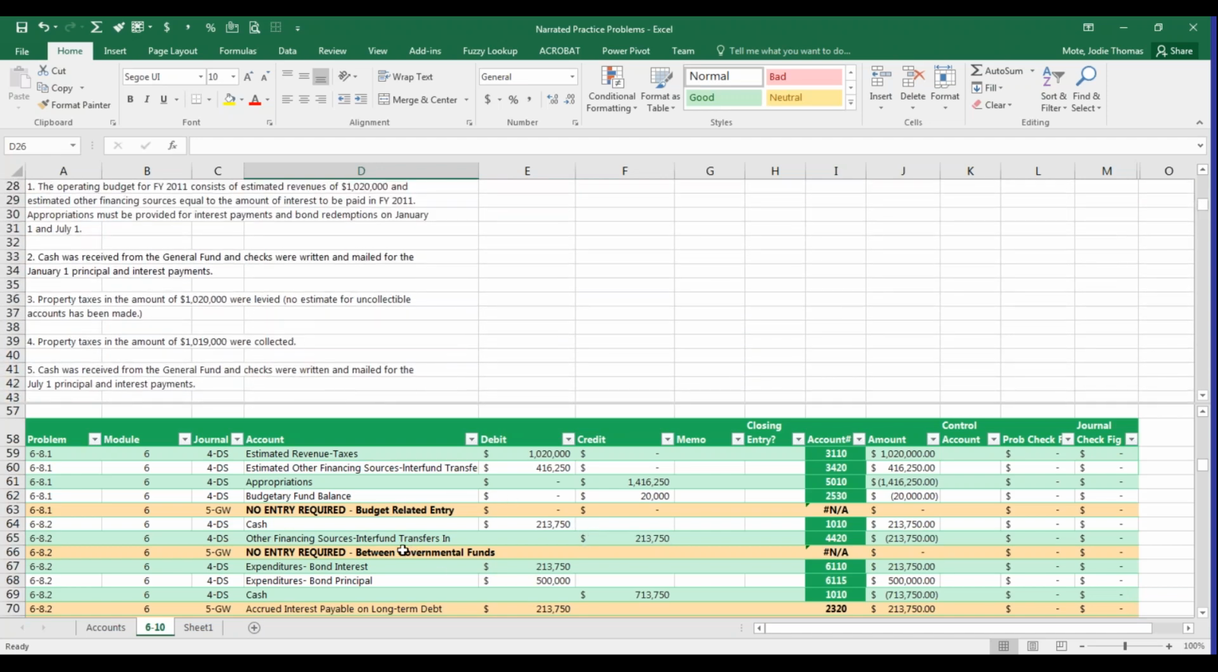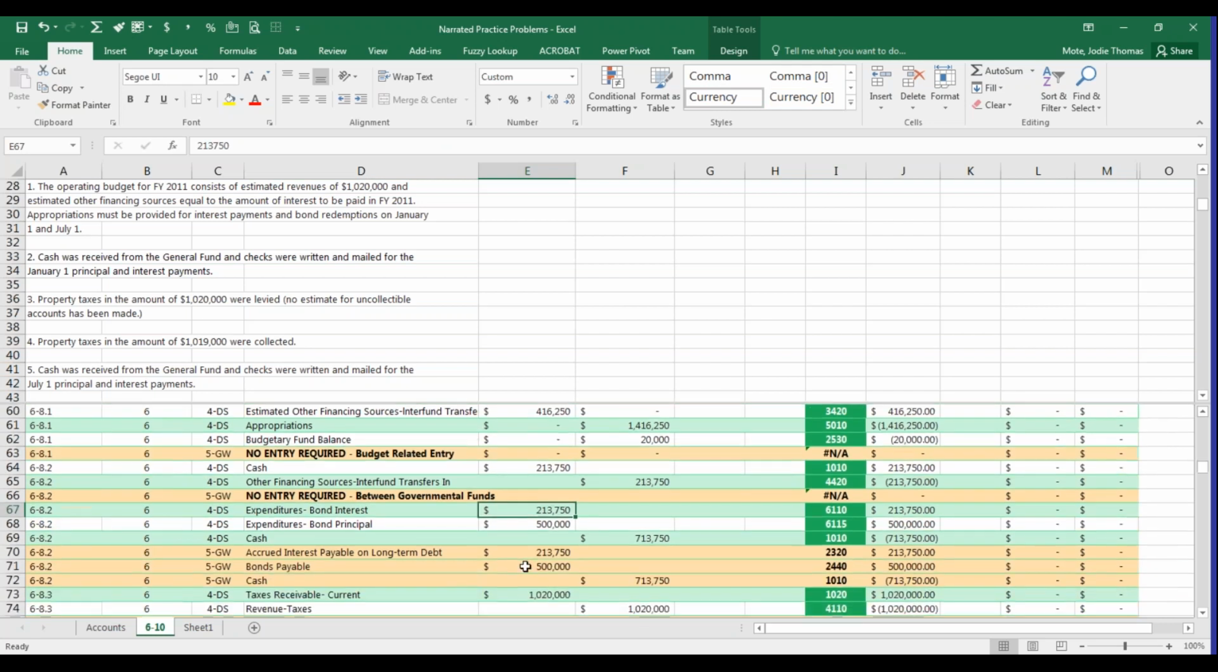For the government-wide entry, because you're transferring between funds that are both governmental funds, there is no entry in the government-wide journal or the governmental activities column, because all those governmental funds are inside of that one governmental activity. So there's no adjustment there because it's between those funds.